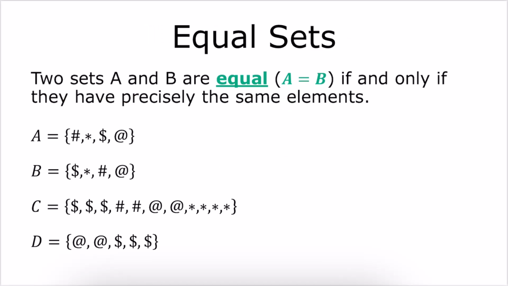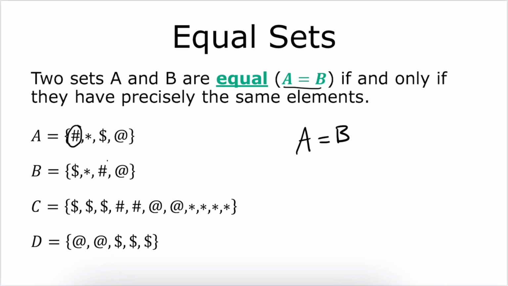We say that two sets A and B, which I've named A and B, but they could be any sets, are going to be equal, which we write as A equals B, if and only if they have precisely the same elements. If we look at these different sets I've defined here, in this case, A and B are equal to each other, so we could say A equals B. The reason we know they're equal is because they have the exact same elements.